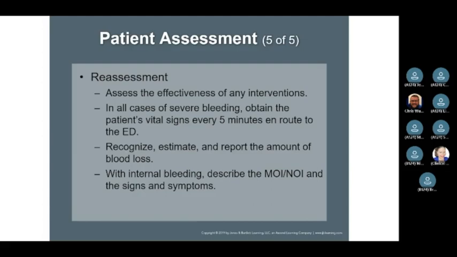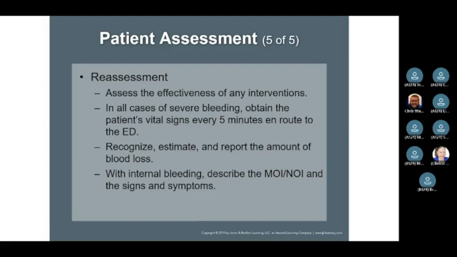Assess the effectiveness of any interventions, especially tourniquets and treatments provided to the patient. That means once you put your tourniquet on, it's not one and done. It doesn't mean that it's good. You need to constantly get back on that and check that. Again, if for some reason your patient didn't have a pulse in their arm when you initially put that tourniquet on, but they have a pulse now and they're starting to lose more blood, then obviously there's been a change in the tourniquet security. In all cases of severe bleeding, obtain the patient's vital signs every 5 minutes en route to the ED.